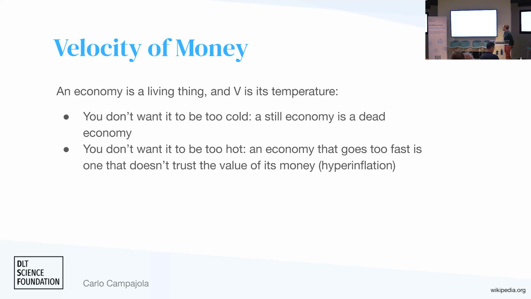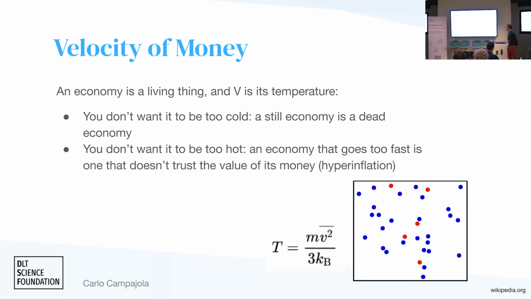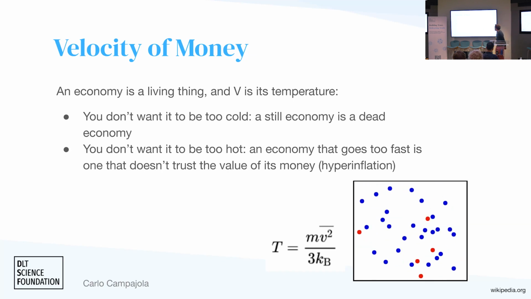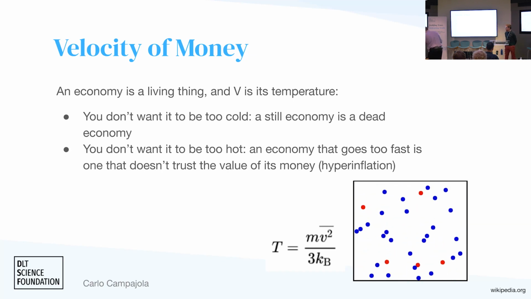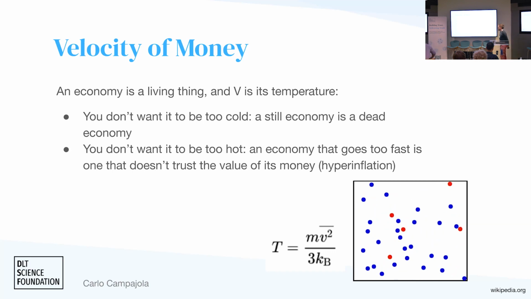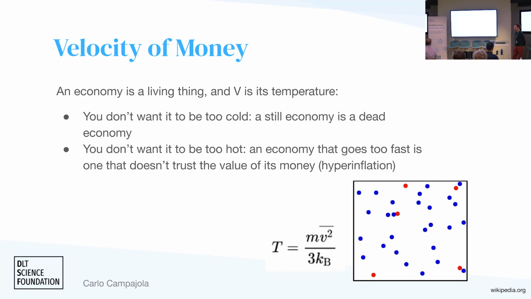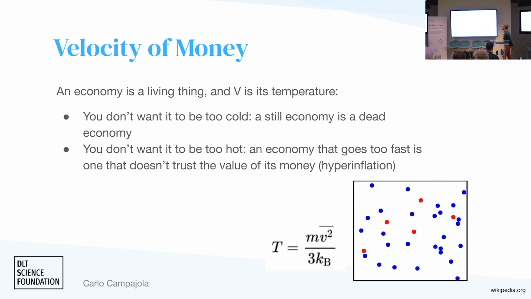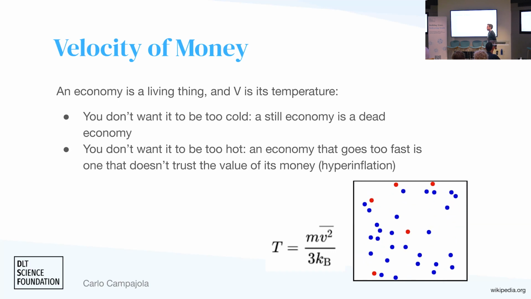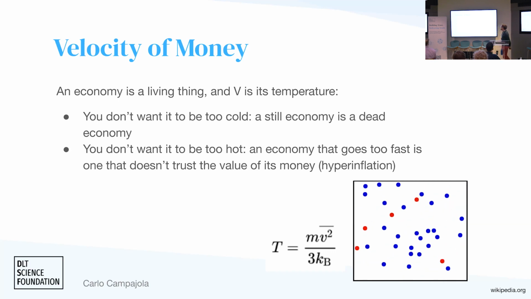You also don't want it to be too hot. An economy that goes too fast, where you get rid of your money as soon as you get it, is perhaps an economy that doesn't really trust the value of its money, and you may have hyperinflation problems. And just to make a reference to my physics background, this is an ideal gas, where the temperature is actually the average velocity squared of the particles in that gas. And that's where this reference between velocity and temperature comes from. So this is just an analogy.